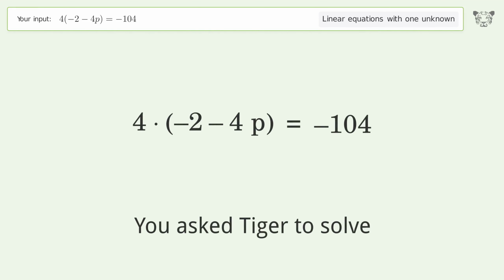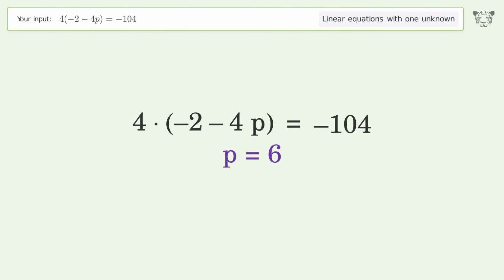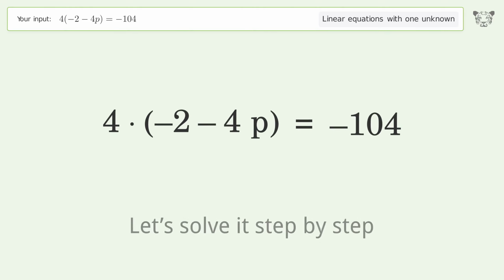You ask Tiger to solve. This deals with linear equations with one unknown. The final result is p equals 6. Let's solve it step by step.